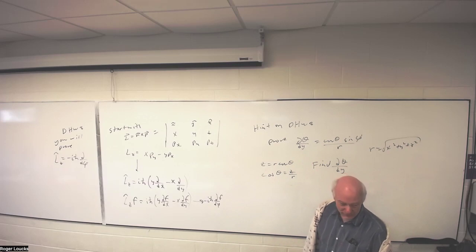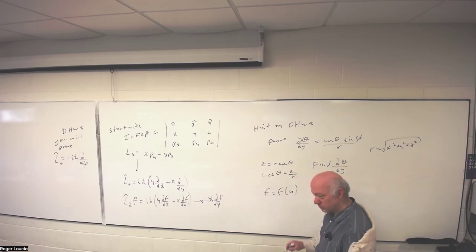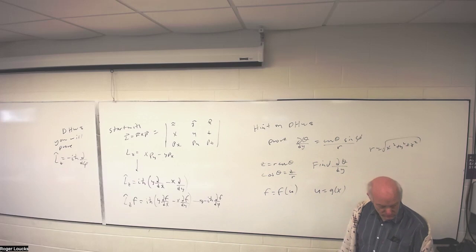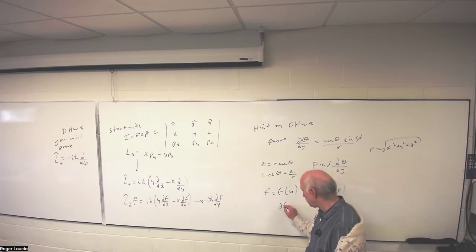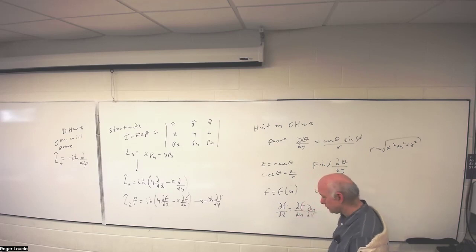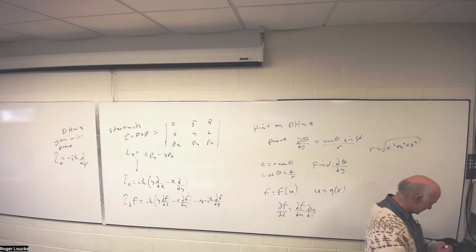How does it change? Yeah, so if I have some function here that's a function of u, and u is some function of x, then the partial of f with respect to x is the same thing as the partial of f with respect to u times the partial of u with respect to x. Right? Yeah, I remember that. Good, excellent, okay.